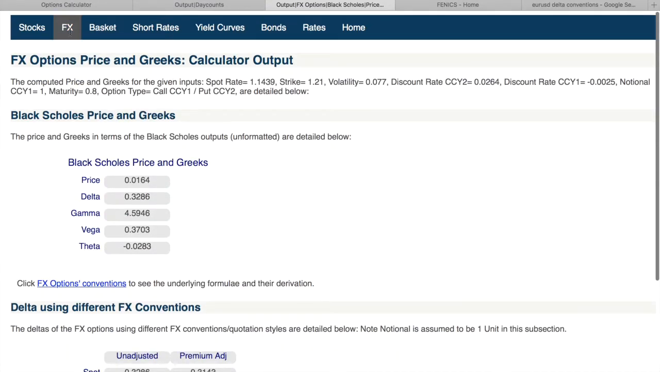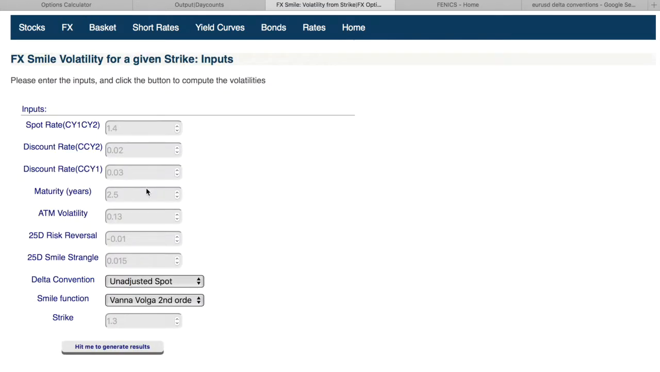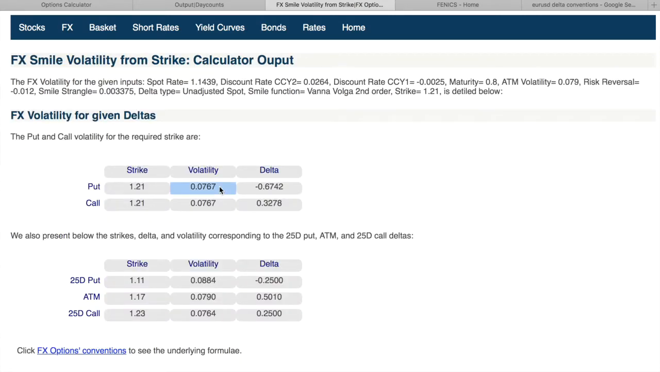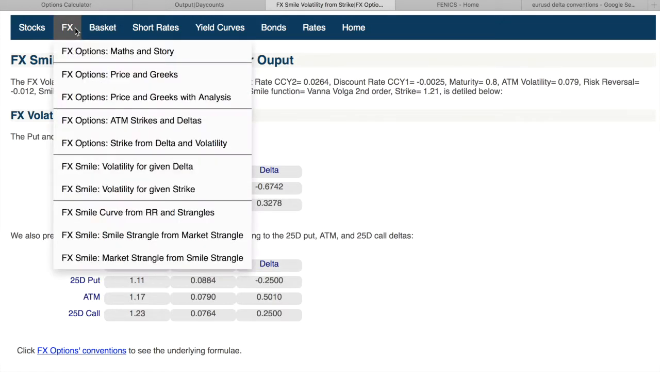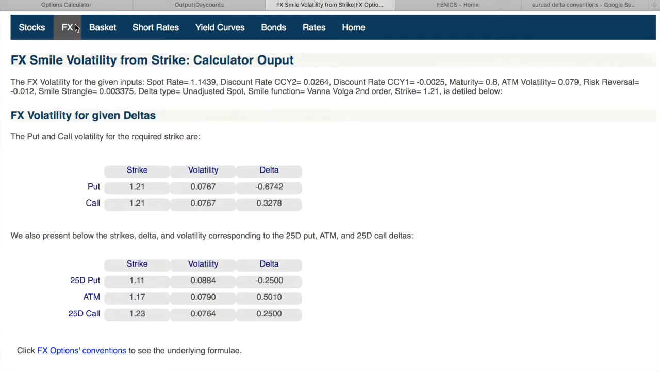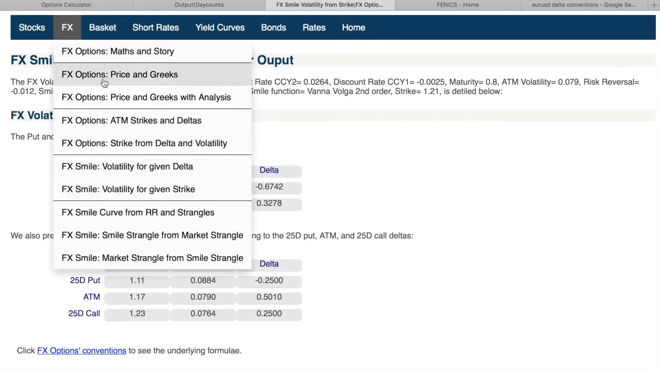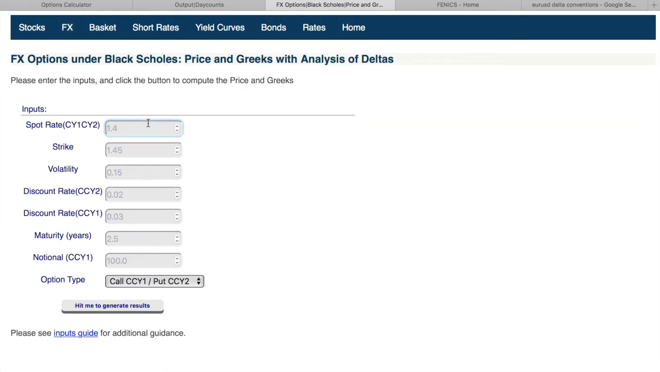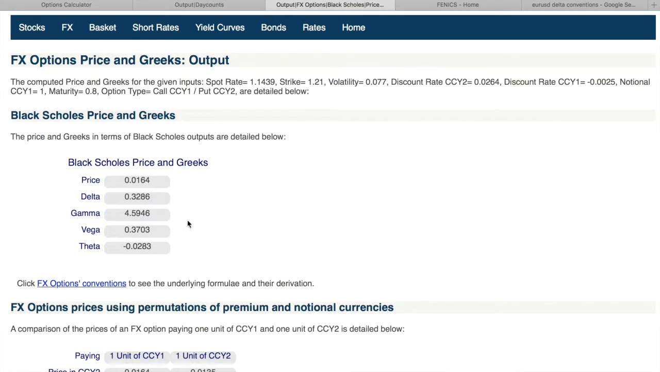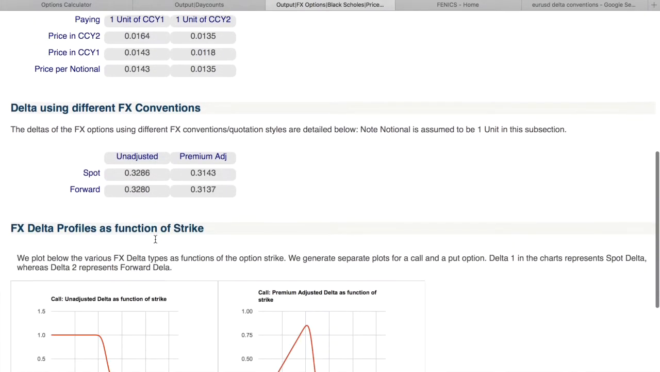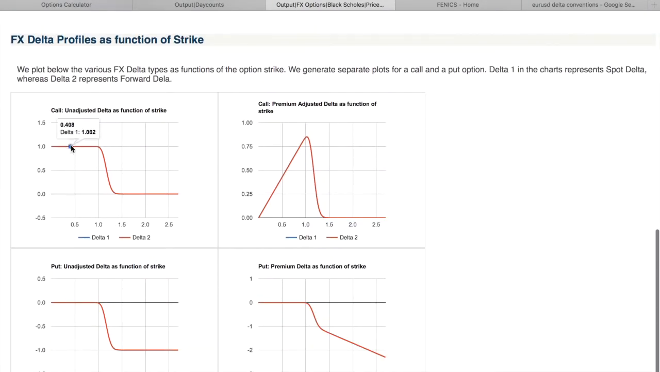If we have been asked to price an option with 1 strike only, then we can use another tool to get the interpolated value of the volatility for the given strike. We demonstrate it quickly here. And if we have been asked to quote a price for an option with a specified delta, then we can use this tool to get the corresponding volatility. And finally, we show the FX price analysis tool, re-entering the inputs quickly. The first few sections contain the same outputs we saw before, but we have now added the delta profiles.